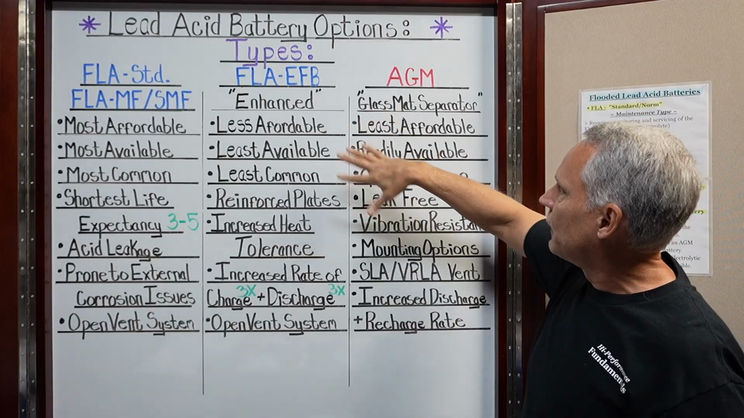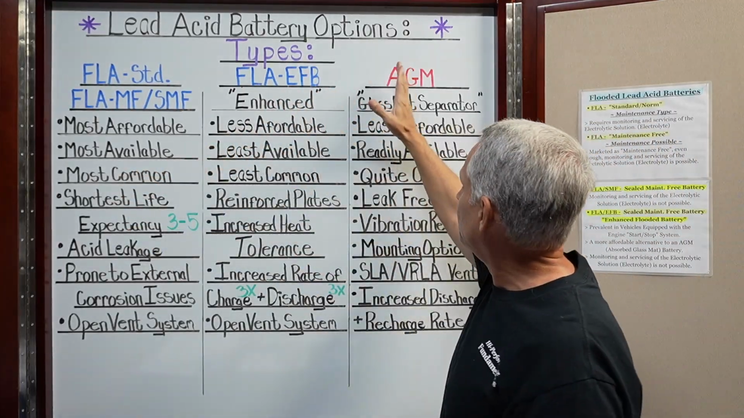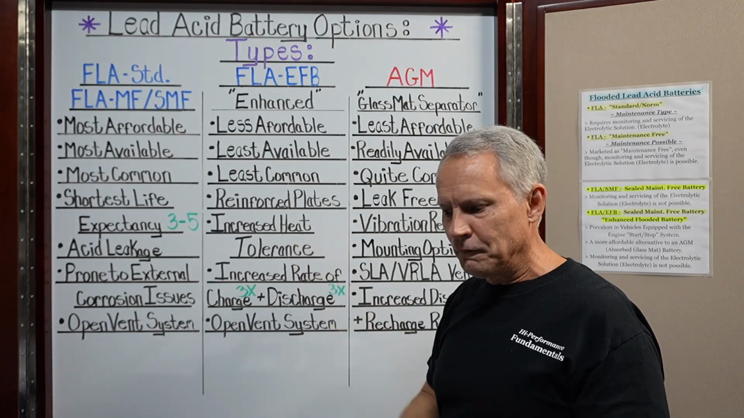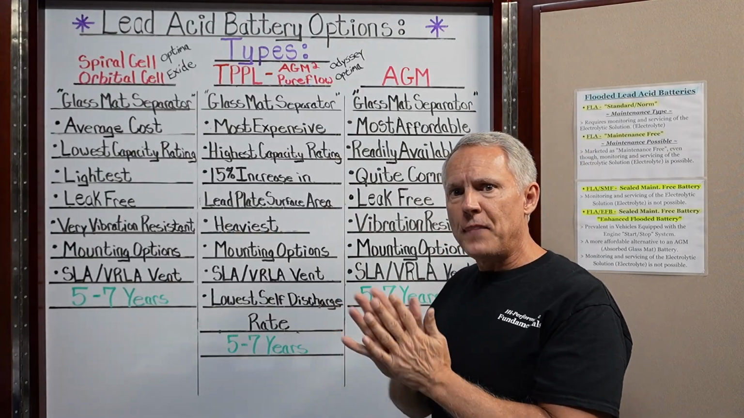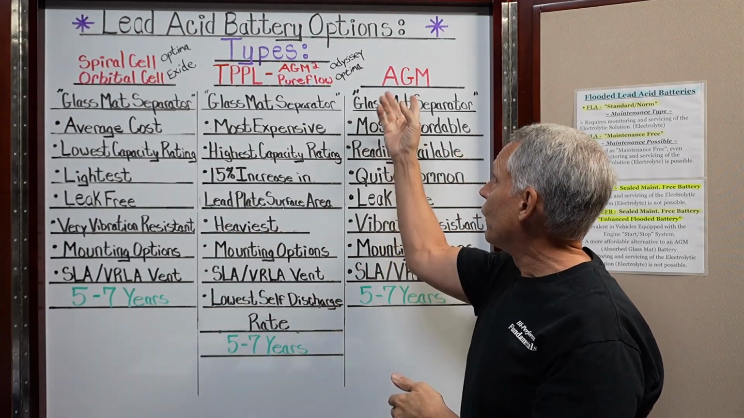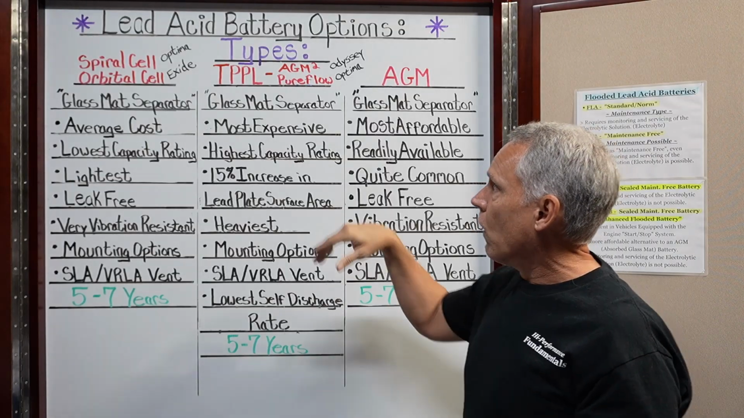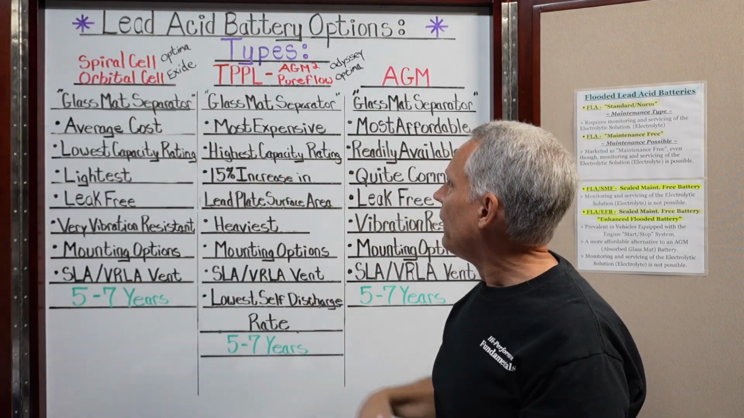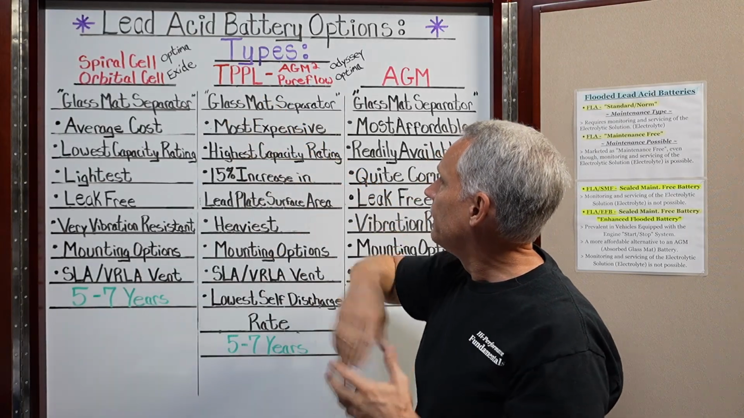So what I'm going to do is get rid of these two, and we're going to expand on the other AGM options. And I'll stick those right here, and we'll explain those. So here we go. AGM battery types. Okay, your standard AGM battery, your spiral cell, also known as your orbital cell or circular cell, and your thin plate pure lead.